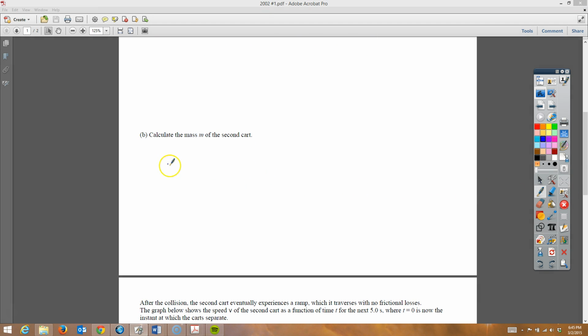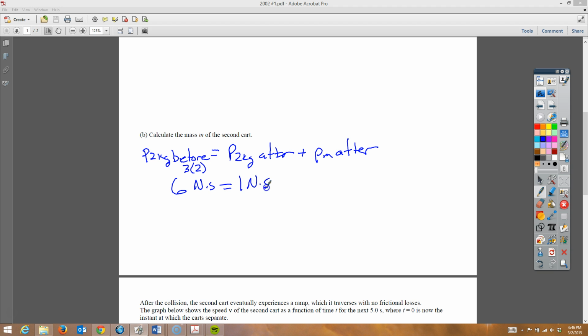Now that we're going to find the mass of the second cart, we know that the momentum of the 2 kilogram cart before the collision should be equal to the momentum of the 2 kilogram cart after the collision plus the momentum of the unknown mass cart after the collision. The 2 kilogram cart before we said was 6 newton-seconds. We got that from the 3 times the 2. And that's equal to the momentum of the 2 kilogram cart after, so that would be 1 newton-second plus the mass of the second cart times its speed.